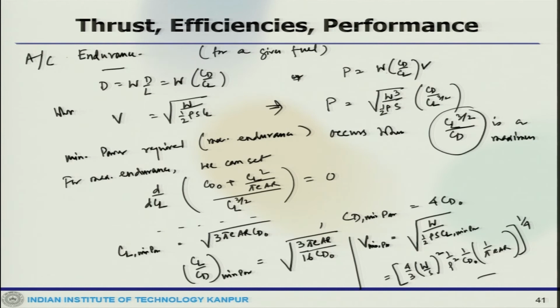The minimum power or the maximum endurance condition occurs at a speed which is roughly 3 to the power 1 by 4, about 76% of the minimum drag or maximum range condition speed, and the corresponding lift to drag ratio would be roughly 86% or something like that.